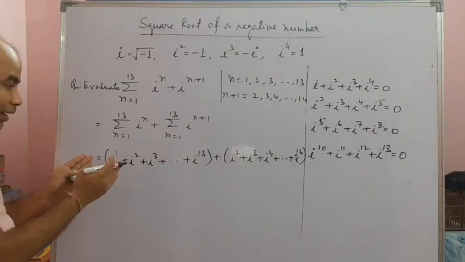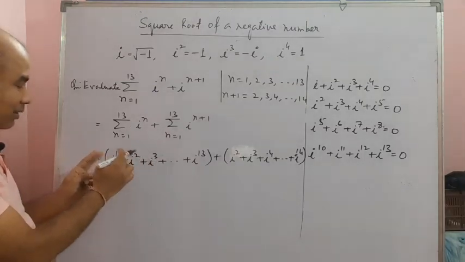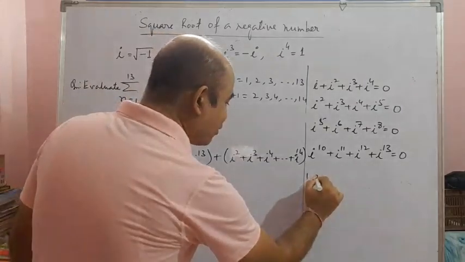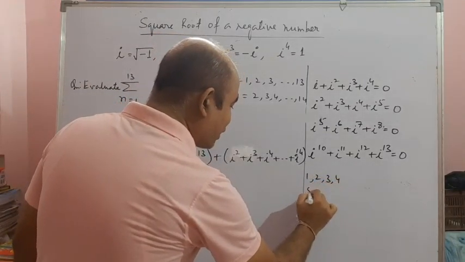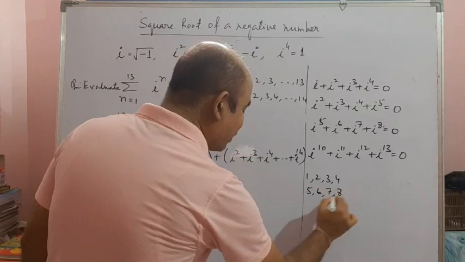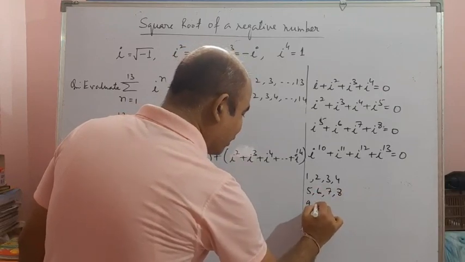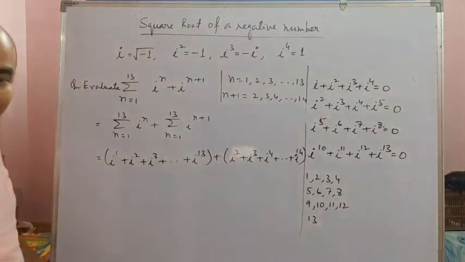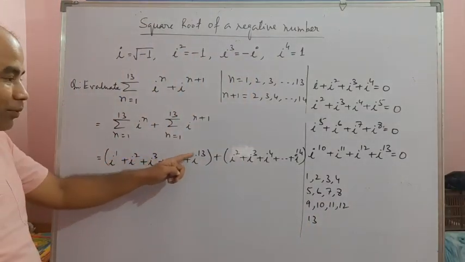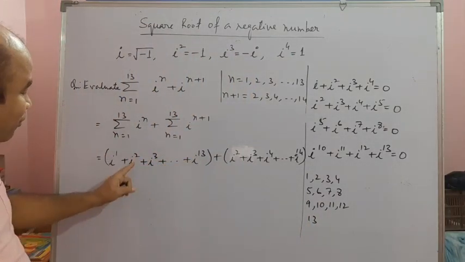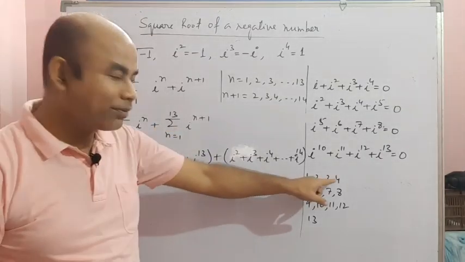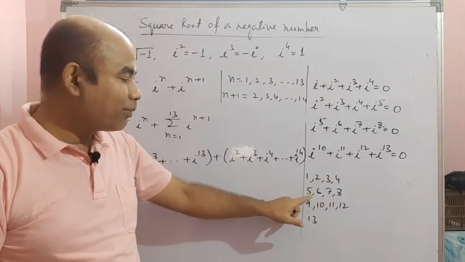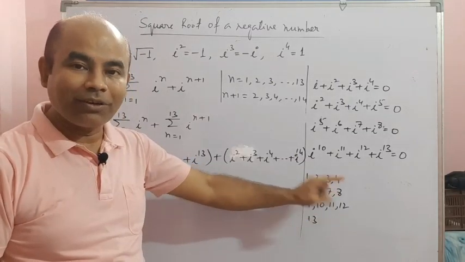Now here if I take 4 consecutive integers, then it will be 1, 2, 3, 4. In one group it will be 1, 2, 3, 4. Next group 5, 6, 7, 8. Next group 9, 10, 11, 12, and next 13. Power of i 1, 2, 3, 4 up to 13. So i to the power 1, i to the power 2, i to the power 3, i to the power 4, these are 4 consecutive integers. Sum will be 0. Then i to the power 5, i to the power 6, i to the power 7, i to the power 8.